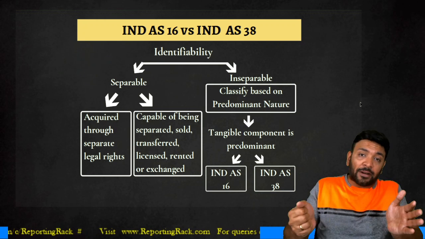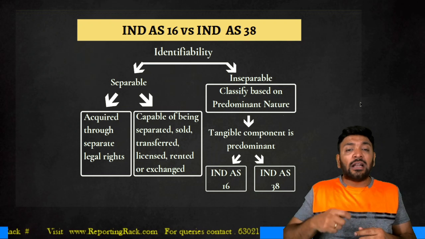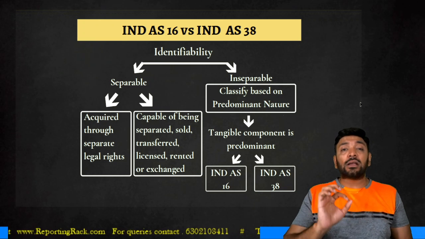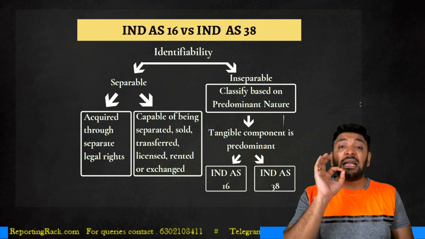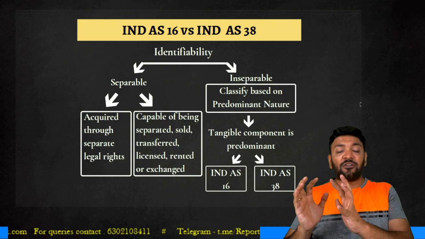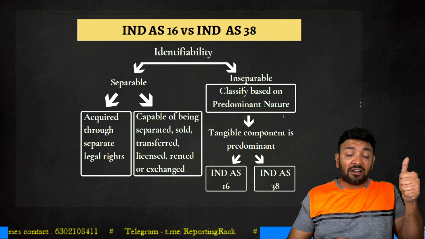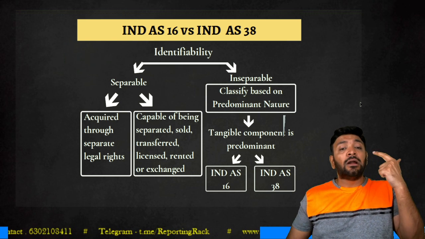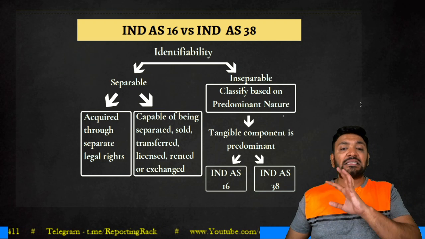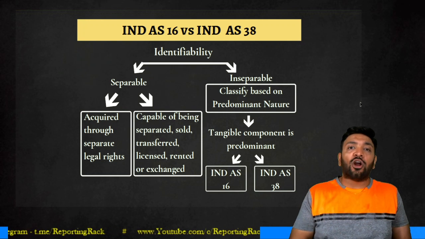This license, I can separate it from the asset, that is the laptop which I bought. I can sell it or I can transfer it. I can license it to someone else or I can rent it or exchange it. Then you can say that the intangible asset is identifiable because it can be separated. So I'm saying identifiability means separability. If I have acquired an intangible asset through separate legal rights, number two, it is capable of being separated, sold, transferred, licensed, exchanged, or rented. Clear?